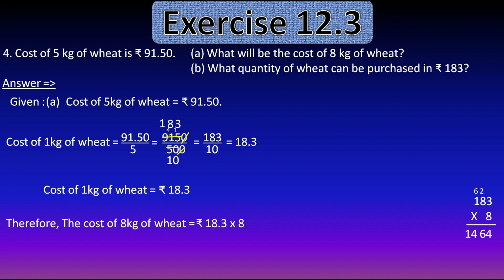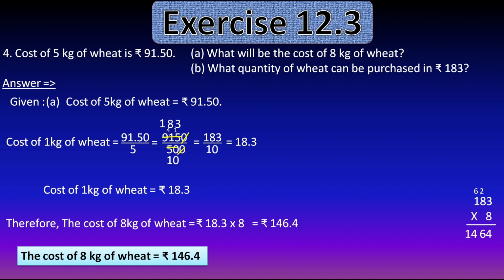So I got the answer as 1464. But we had the decimal point before 1 digit. So we have to give here the decimal point before 1 digit. That is, the answer is rupees 146.4 is the cost of 8 kg wheat.